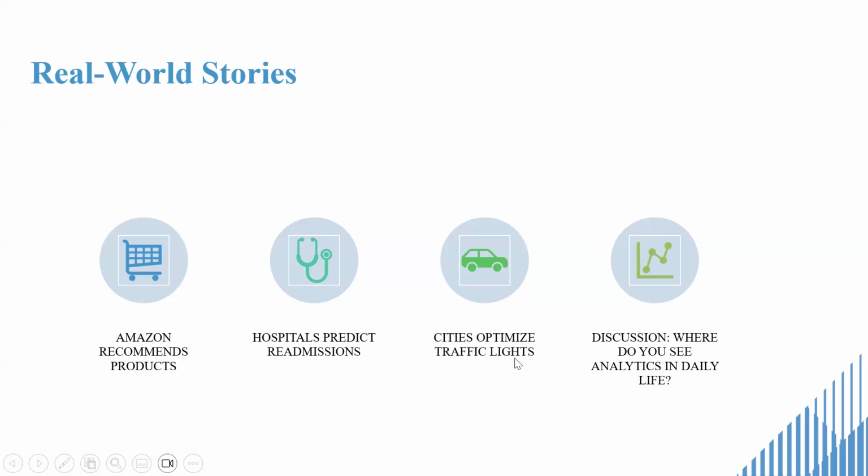Cities optimize traffic lights. For example, if a city is too crowded or has too many cars, they will give more green time, maybe 5 or 10 seconds more, compared to cities that are not crowded. So these are all about optimization. Also, do you see analytics in daily life? I think you will say yes, because every day you go to hospitals, bazaars, markets, everywhere, and you see it.